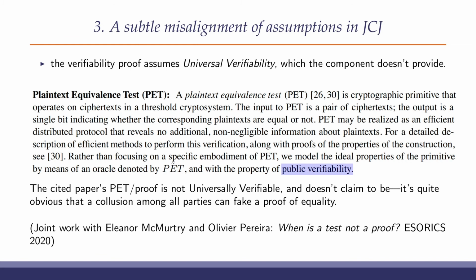So this is joint work with Eleanor McBetry and Olivier Pereira. The maths is actually super simple, and it's obvious if you look at the Civitas implementation of this system that all of the authorities, if they all collude to cheat together, can fake proofs that two plaintexts are equivalent even when they're different, and that this can undermine the fundamental security properties of the system.